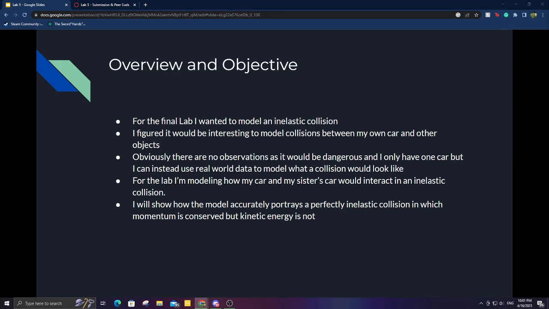So, although I have no observations of our cars colliding for obvious reasons, I can use real data to develop scenarios and then model them in GlowScript. And my goal is to create a thorough model that maintains conservation of momentum while allowing kinetic energy to fluctuate accurately, representing an inelastic collision. I succeeded in this goal and will explain later.